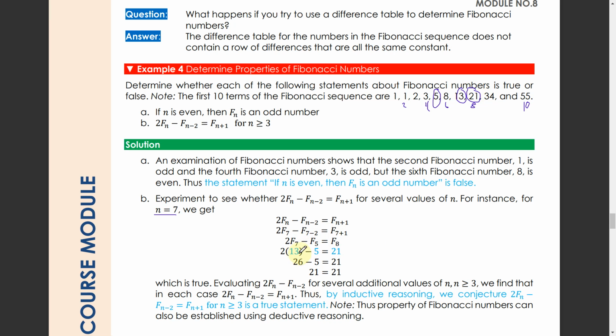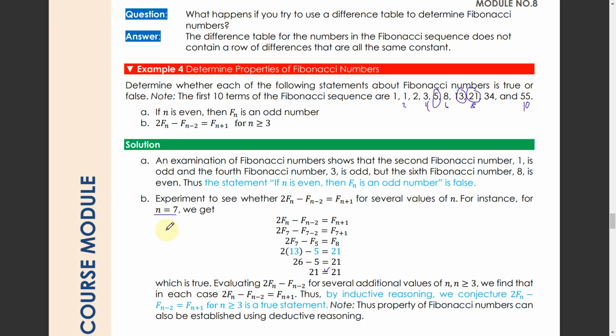So we already substituted there. 2 times F7, which is 13, minus F5, which is 5, is equal to F of 8, which is 21. Then simplify. 2 times 13 is 26, minus 5 is equal to 21. 26 minus 5 is 21 and it is equal to 21. So the statement is true.